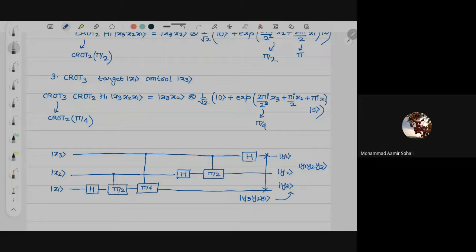So now we'll go to the Qiskit implementation part. So maybe we'll take a couple of minutes break, and then we'll go to the Qiskit implementation part.